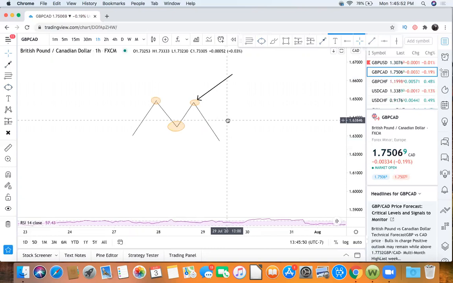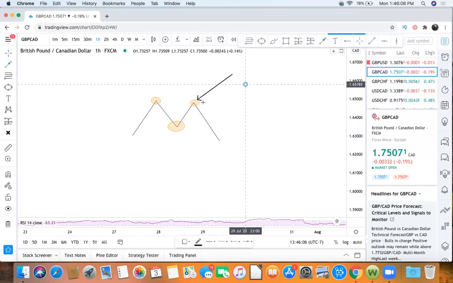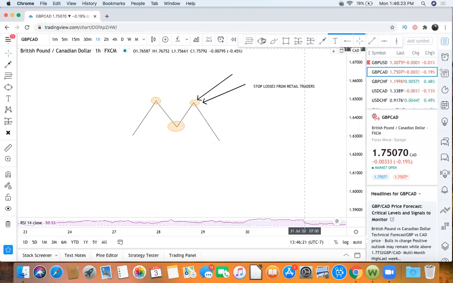But in an institutional aspect, what's actually going to happen is the market is going to break that neckline. So retail traders mentally are already going to be in profit. What are retail traders going to do? They tend to move their stop losses to a risk-free trade. So now they will have their stop losses right here. So we have stop losses from retail traders right on those equal tops, which is the double top that we have right here. There's two tops right there.